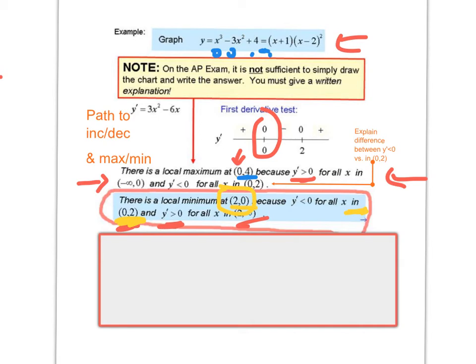Some people get hung up on, okay, well, do I have to say 2 comma 0? Do I have to use brackets or parentheses? We'll talk about that in class. Right now, I do not want you to worry about parentheses versus brackets for the interval when you're talking about an interval from 0 to 2, things like that.